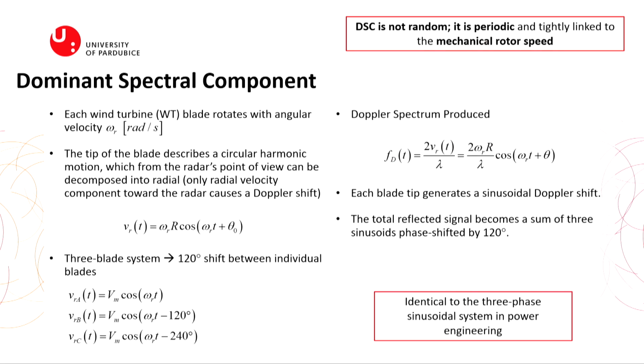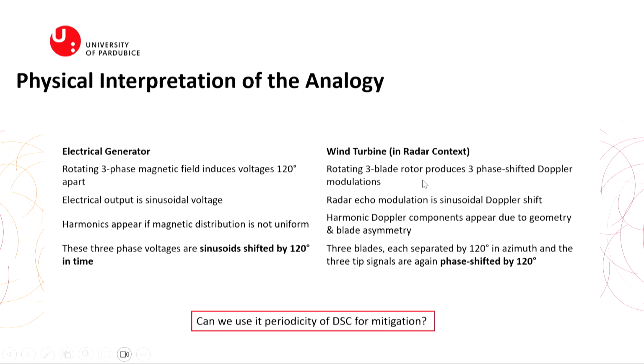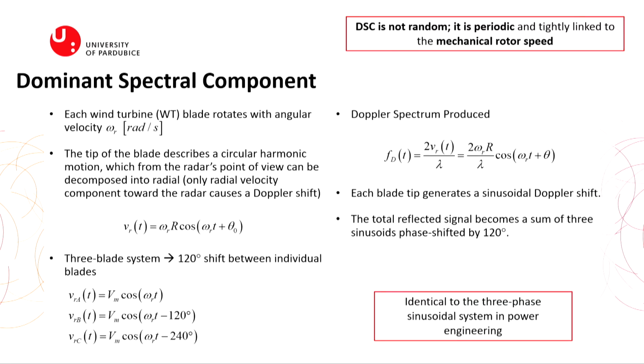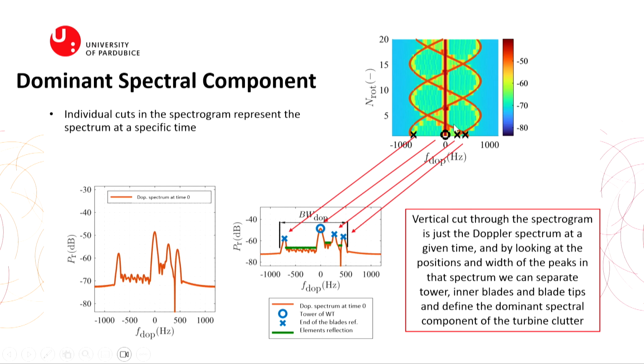But it works. So, can we use this periodicity of DSC for mitigation? Yes, because it is periodic. Or quasi-periodic, because what happens if I slowly start changing the speed of rotation of the blades? What do you think will happen? The sinusoidal frequency or period will be shortened or longer.